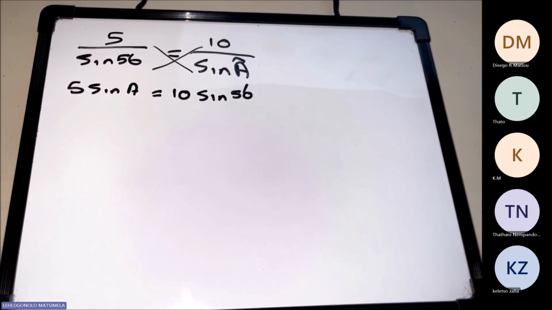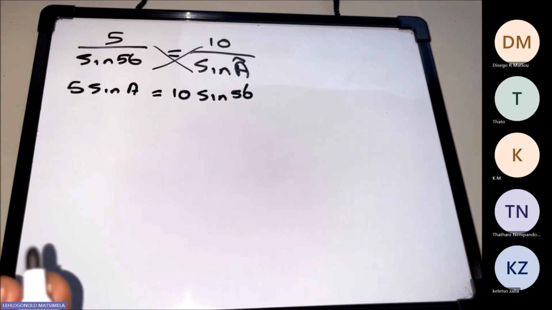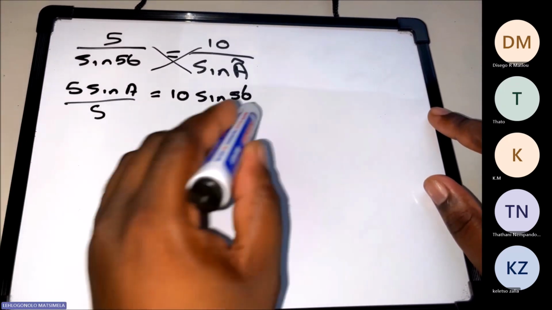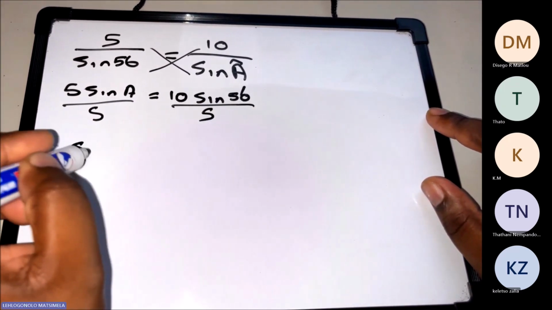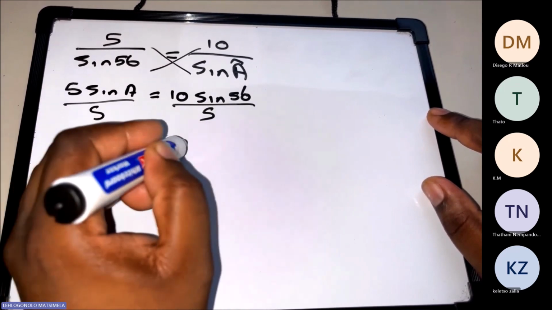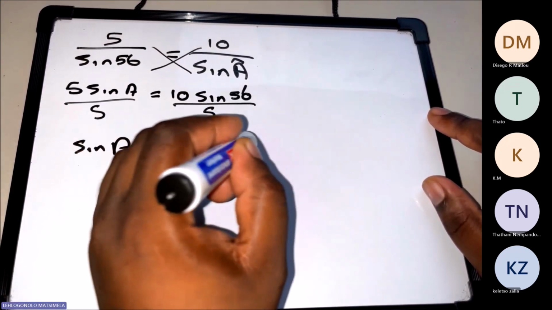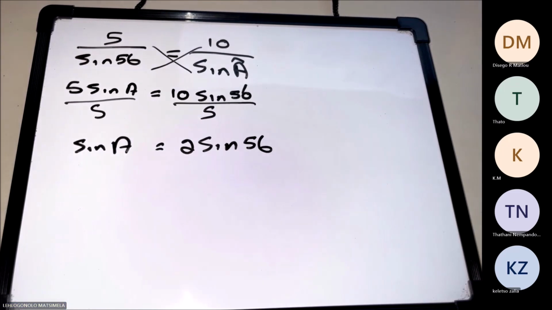I'm sure about that one. But then this is just an example. Side by 5, then we will have sine angle A is equals to 2 sine 56. Remembering it's mathematics, we just apply. You can skip the steps sometimes.